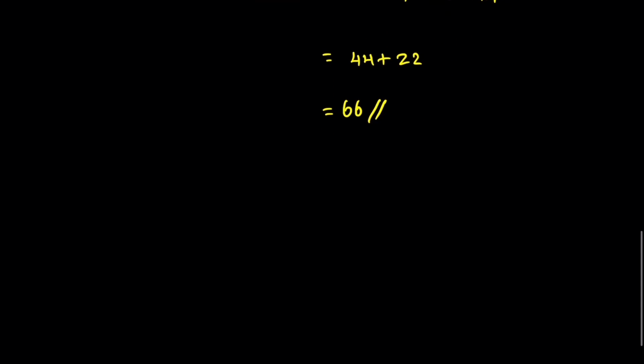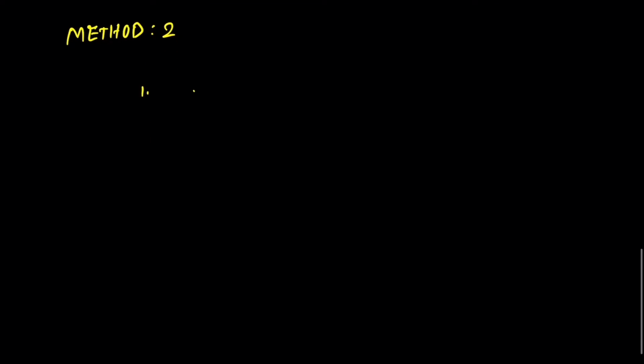Now method 2. Question number 1. 30 percentage of 40. So it's easy. Just cancel these two zeros and multiply. 3 times 4, the value is 12. So 30 percentage of 40 is just 12.